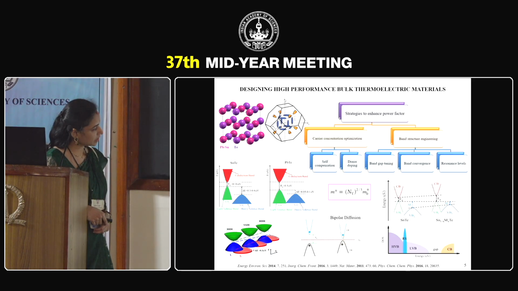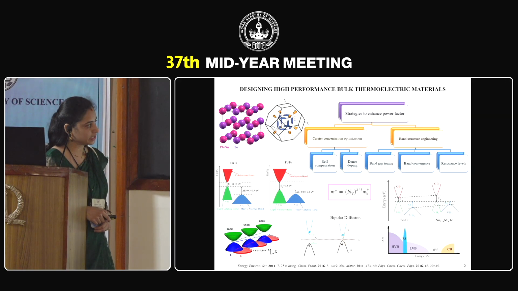So if we see here, when the temperature increases, the band gap increases, but yet it is not sufficient enough to prevent the bipolar diffusion, which is detrimental to ZT. So therefore, if we can add a dopant such that the band gap increases and the valence band offset decreases, then it would be promising.